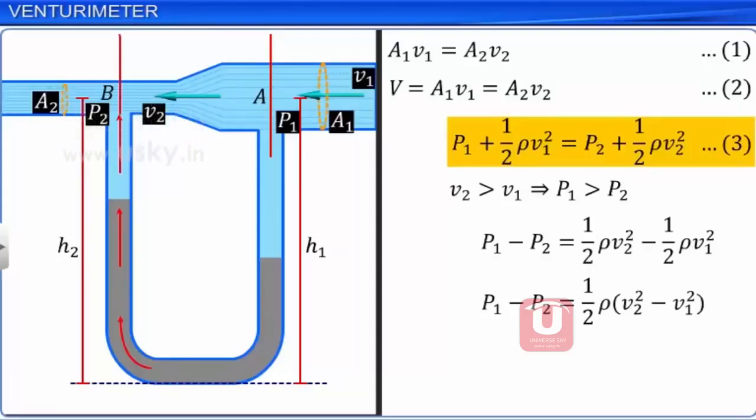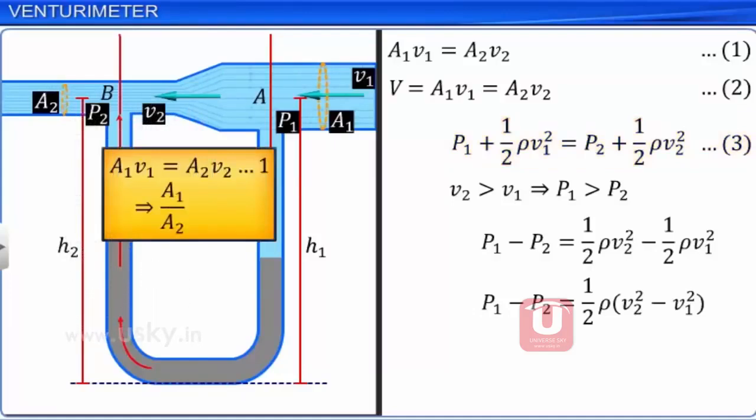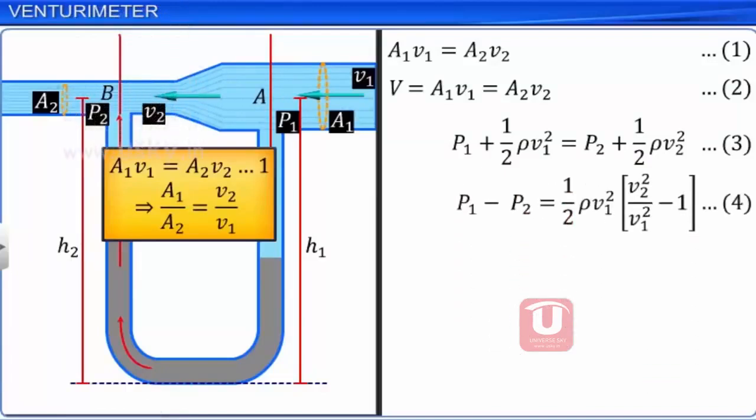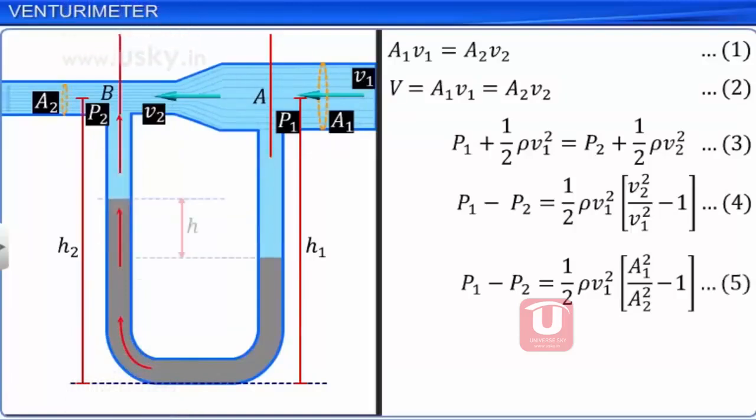From equation 1, A1 by A2 is equal to V2 by V1. Substituting this for the ratio of velocities in equation 4, we get equation 5 as shown. The difference in the pressure at points A and B can be measured as the difference H of the liquid level in the 2 arms of the manometer tube. Thus, the pressure difference is equal to H ρm g. Let this be equation 6.